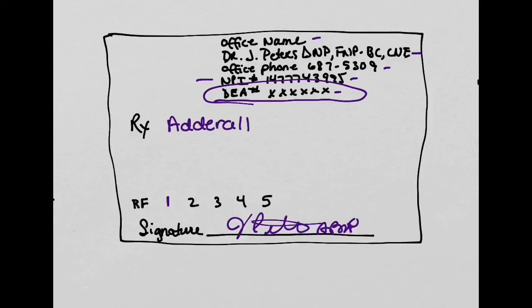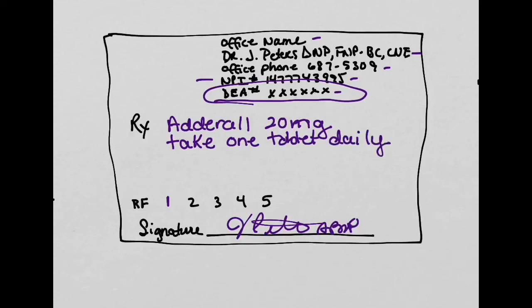I'm going to write for Adderall, and a common one is 20 milligrams. Take 1 tablet daily, and some come in capsules, some come in caplets, and actually there's an Adderall XR, so I'm going to erase this here. I'm going to start over. I'm going to put XR, that's extended release, and then I'm going to dispense. You can only do a month's supply with these medications, so I'm going to give 30.